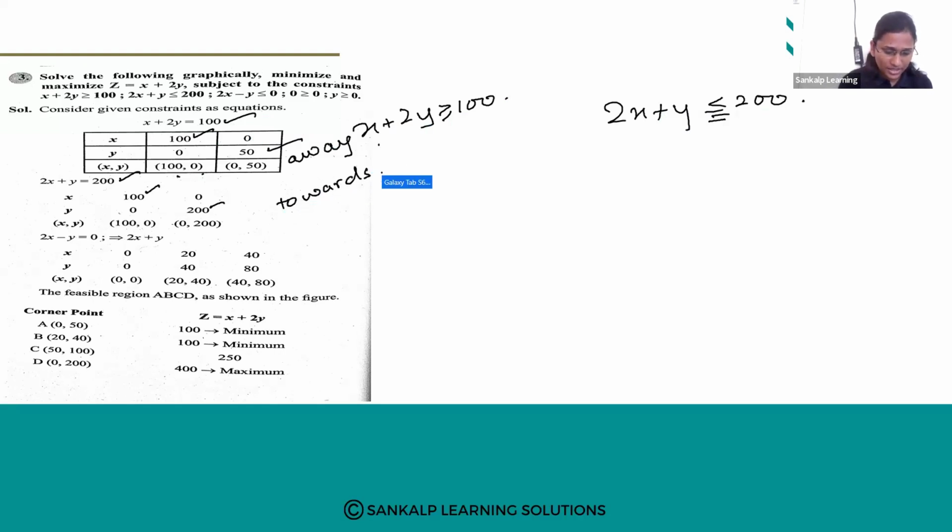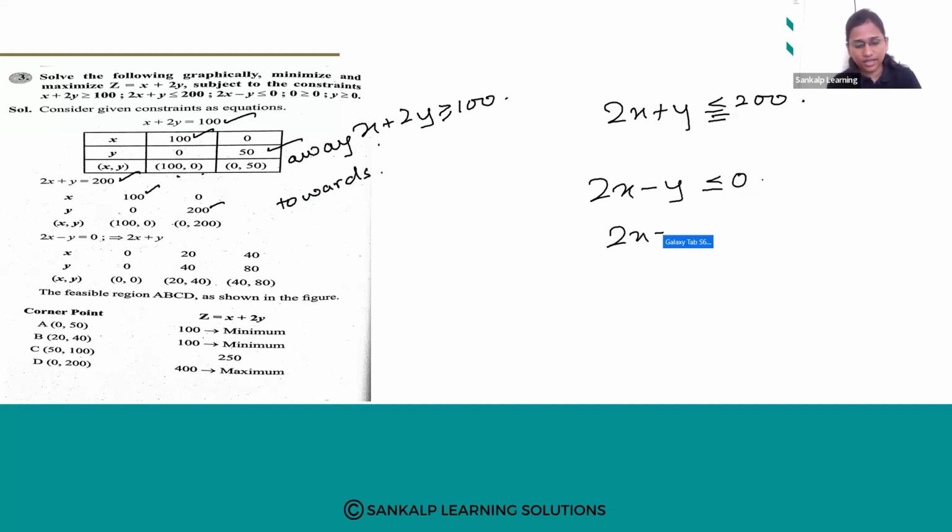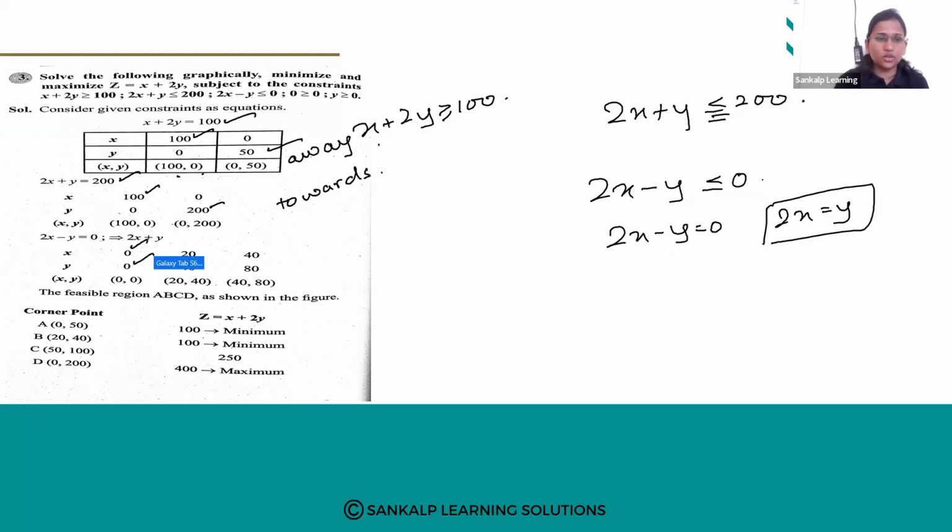And the last constraint is very important. It says 2x minus y is less than or equal to 0. If we take it as equality, 2x equals y. If you put x as 0, y is also 0 only, because 2x equals y. That means it is a line that passes through the origin. But here y is 2 times x. If x is 20, y is 40. It passes through the origin but is more inclined towards the y axis.